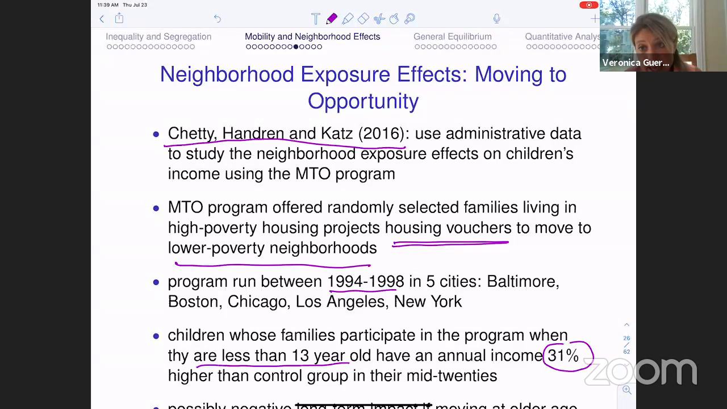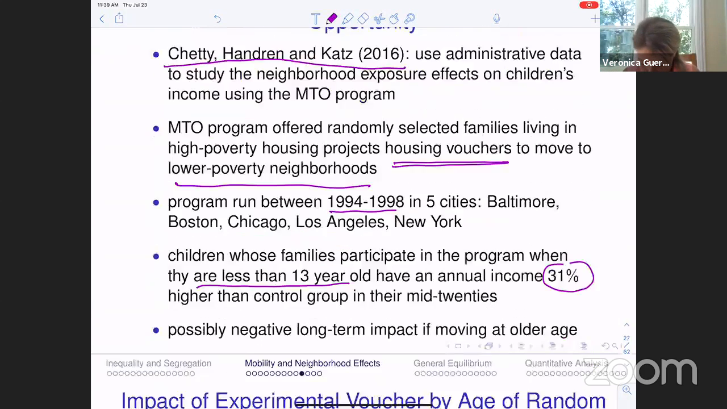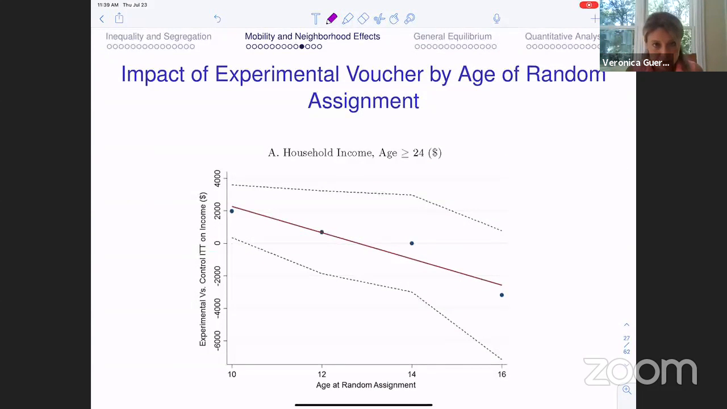But this is not the case, and actually things can be reversed, if the kids in the family that moved are older than 13 years old. This is a figure that shows that. On the x-axis, we have the age at the random assignment, so this is the age of the kids of the family that use the vouchers. And then on the y-axis, you look at the effect on income when they grow up.